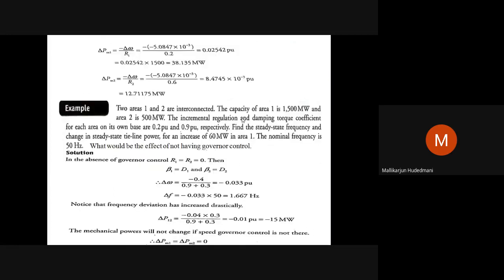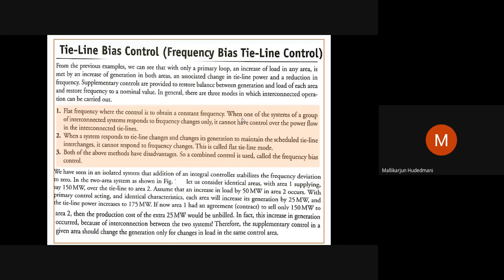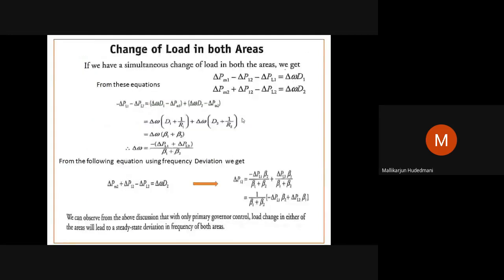If area 1 is suffering, area 1 should work for that. If area 2 is suffering, area 2 should work for that. That is called tie line bias control, which we will see later. This problem highlights that both the areas respond to the change in load. Similarly, we have a number of possible problems. In the next class, we will again see the interconnected areas when both the areas are suffering, and how the changes come into the picture.